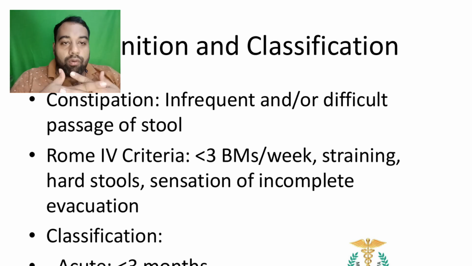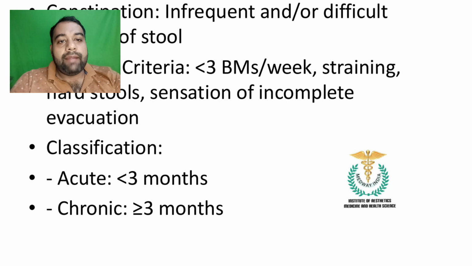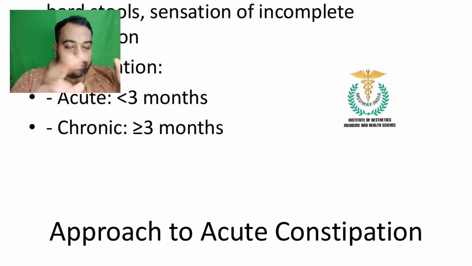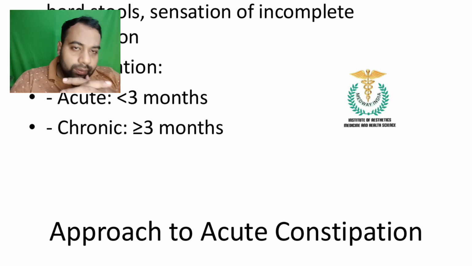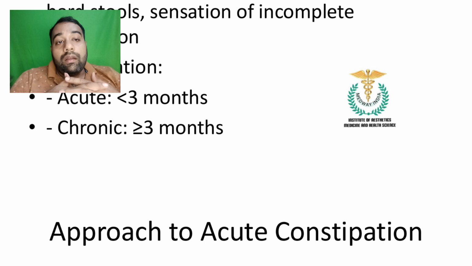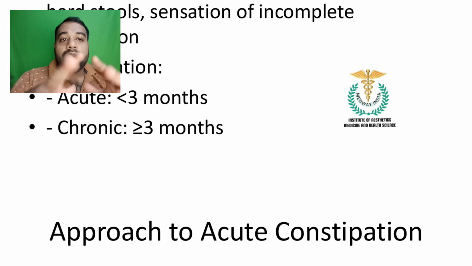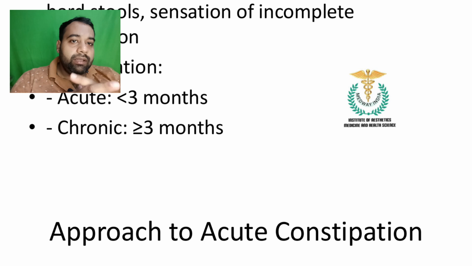There is a criteria that is basically used, which states less than three bowel movements per week, and there is straining. Also, there is a hard stool and a sensation of incomplete evacuation that is needed to call it a constipation. Now we have two classifications, the acute and the chronic. Your acute state is when the disease has been there for less than 3 months, but if the symptom is there for more than 3 months, it's the chronic.